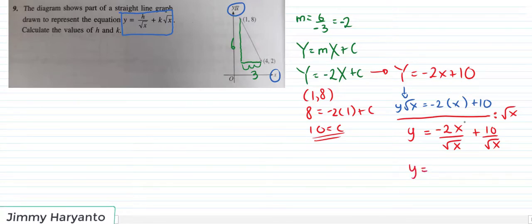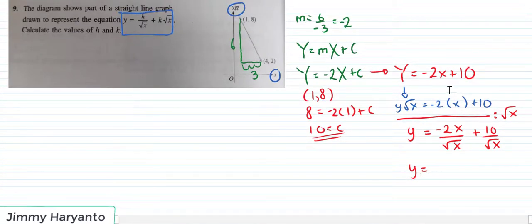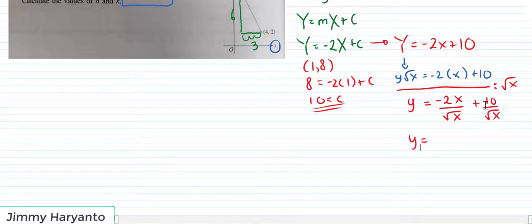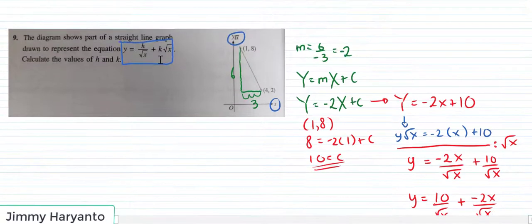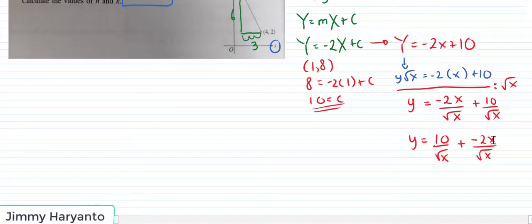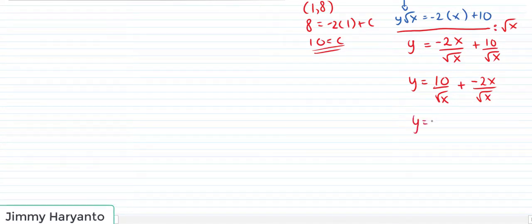Okay, using this trick. Look at this, we have h over root x. I can tell that h over root x is this one, because the root x is at the bottom and the constant is at the top. So I write 10 over root x in the front. I switch the place, and then plus negative 2x over root x. The negative 2x over root x is not the same as this one. This is k times root x. I have negative 2x over root x. So how do we make them exactly the same?